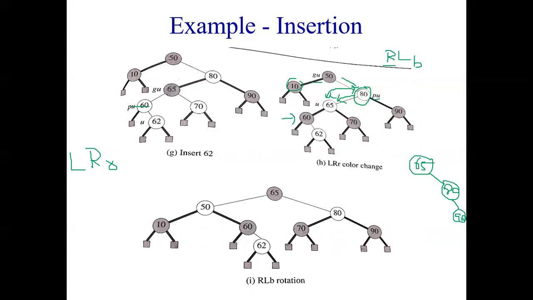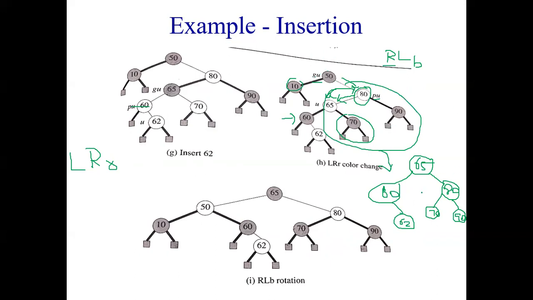90 is as usual the right of 80. When 65 comes here, 70 will become the left child of 80. 65's left child will be 60 as usual, and 60's right child will be 62. So this part of the tree will be converted something like this, and 50 is the GU. So this is after the right rotation.